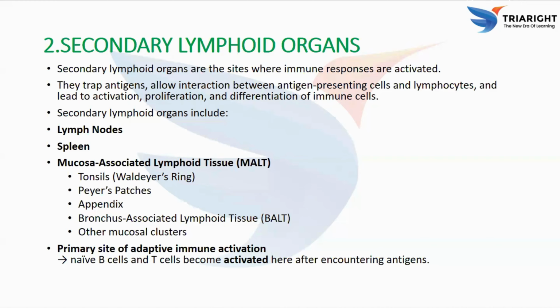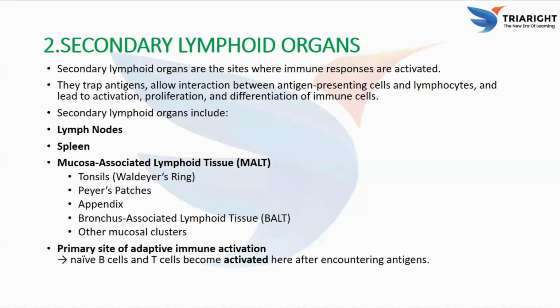So why are they important? Because they trap the antigens that enter the body. They create an environment where antigen presenting cells meet the lymphocytes. Lymphocytes become activated, multiply, and transform into specialized attack cells. So this is where the adaptive immune response starts.